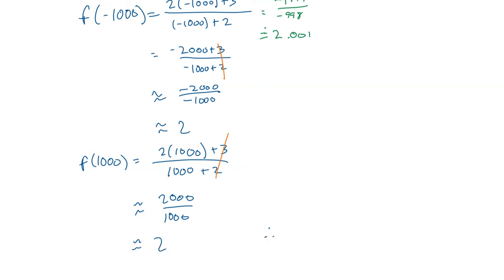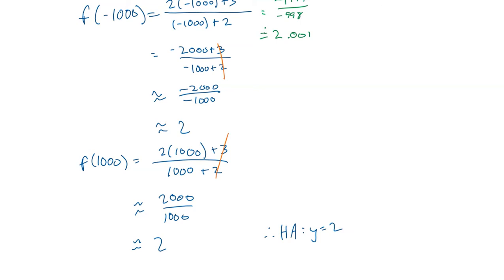So what does that mean? That means for this function, the horizontal asymptote is y equals 2. Right? That's what that means. It's approaching 2. But what we need to do is find out, without doing this, because I don't want to do this every time, is there a way to figure out what the asymptote is?